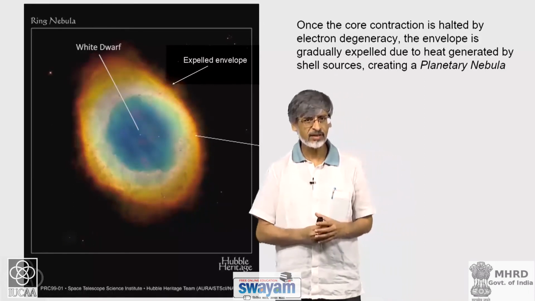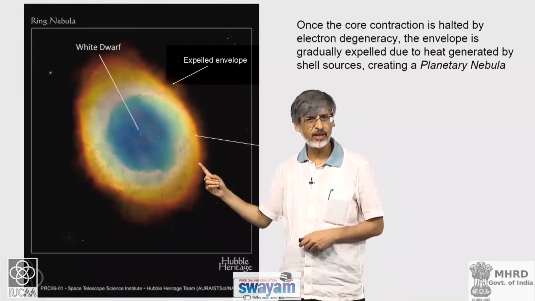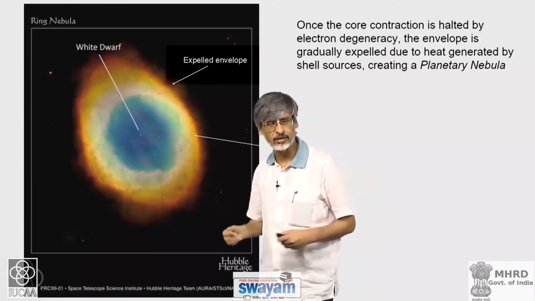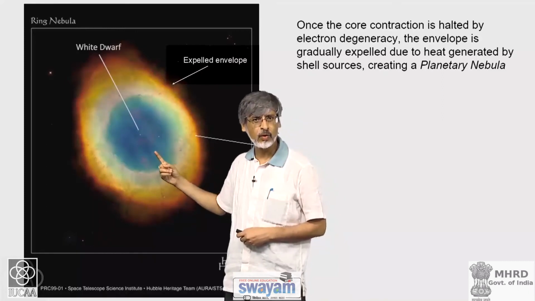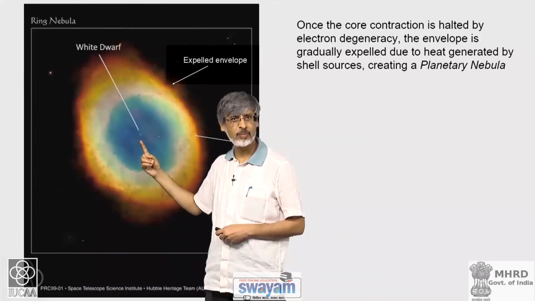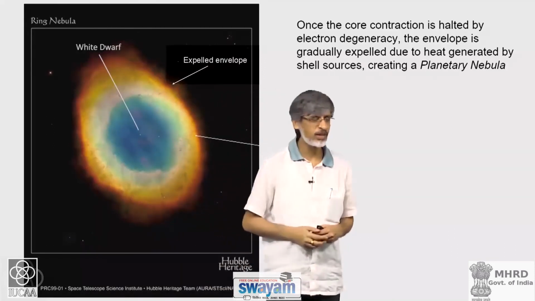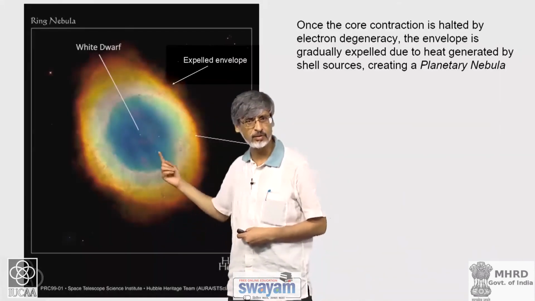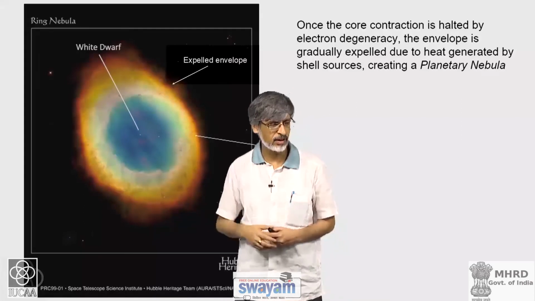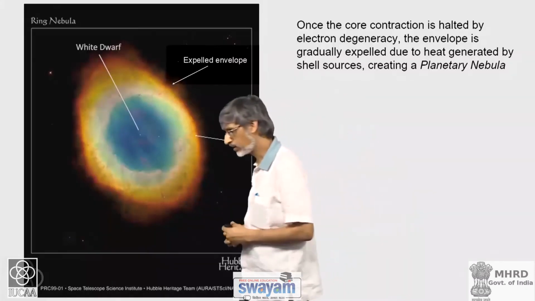So, this matter, which was the envelope of this star, has now been expelled and expanded quite a bit. At the center, the core has collapsed to form a dense compact star called a white dwarf, and the radiation from this white dwarf is now exciting this envelope, which is emitting because it is excited and ionized by the radiation coming from the white dwarf. That radiation gives you this beautiful ring nebula.